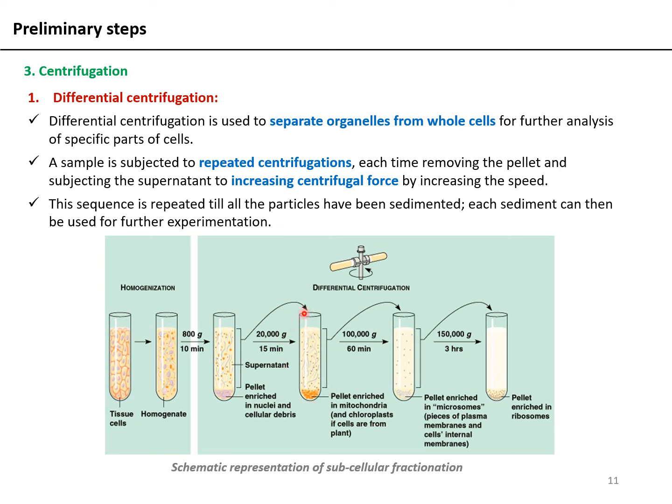You once again take the supernatant, transfer it to a fresh tube and spin it again at a higher speed, 100,000 G, for a longer time. Now please note that as you're increasing the speed, you're also increasing the time, because the time for which you're spinning does play an important role in determining your pelleting. So now you have the pellet which is enriched in microsomes, which are pieces of the plasma membranes and cells' internal membranes. You once again collect the supernatant and spin it at a still higher speed of 150,000 G for 3 hours, and now you have the pellet enriched in ribosomes.